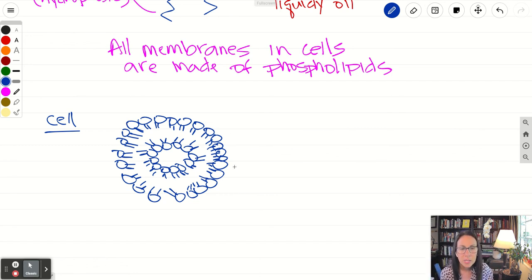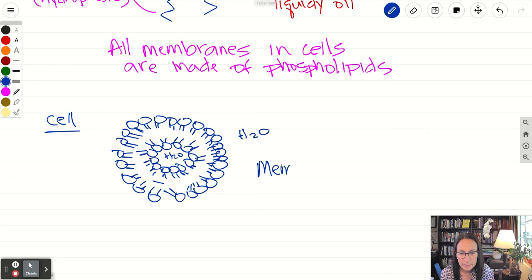All the heads love water. So there's water. I'm going to put H2O on the inside of your cells, and there's water on the outside of your cells. And so all the heads love water. So the outside layer is touching the water, and the inside layer is touching the water. There's not very much water on the inside of the membrane. This membrane is called a phospholipid bilayer.